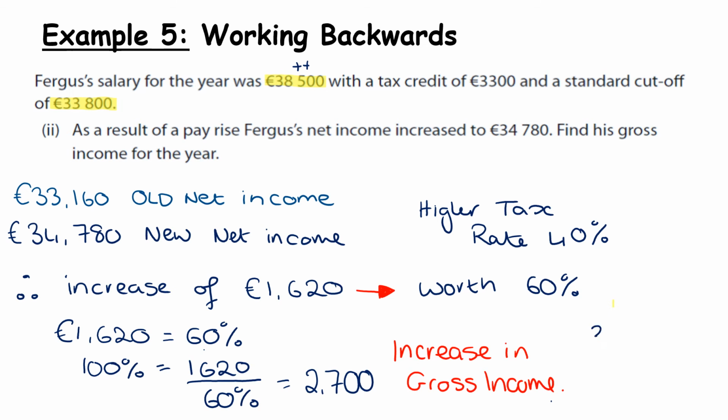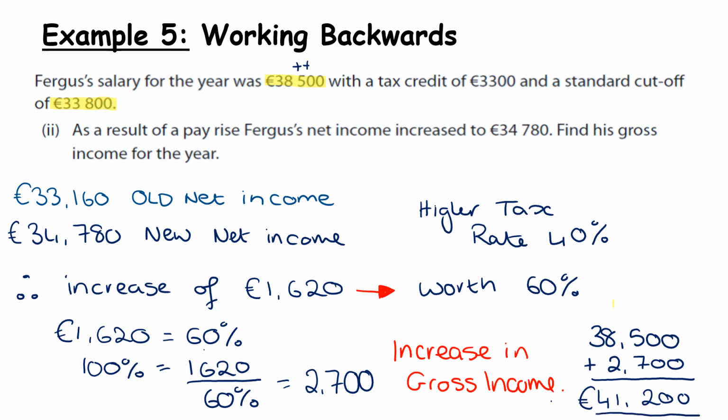So originally he was earning 38,500. He's now been given an increase of 2,700, which gives a final answer of 41,200, and that is his new gross income for the year.